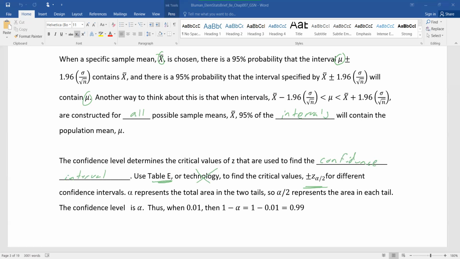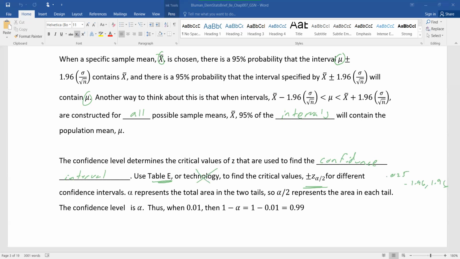If I'm at 95%, my alpha would be my leftover percent, which would be what? 5%. But we divide it by 2 because it's on each side. So that means there's 2.5% on each side. So we would be looking for 0.025 as the area on this side, and then the positive version over here. That's how we can find it. And that's actually how we got negative 1.96 to 1.96 in the previous unit.